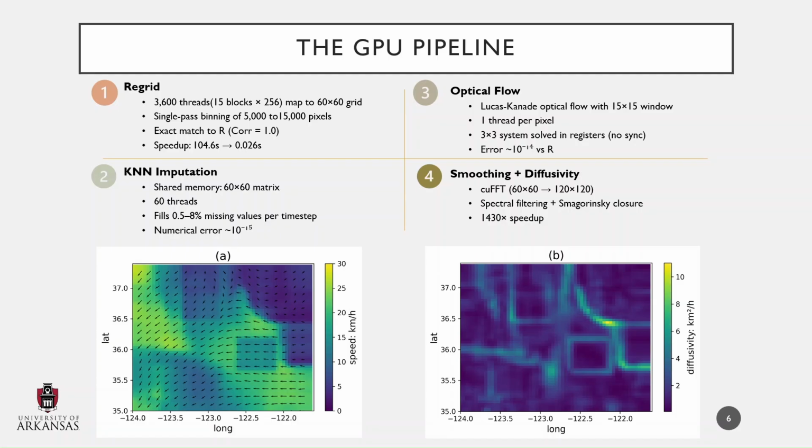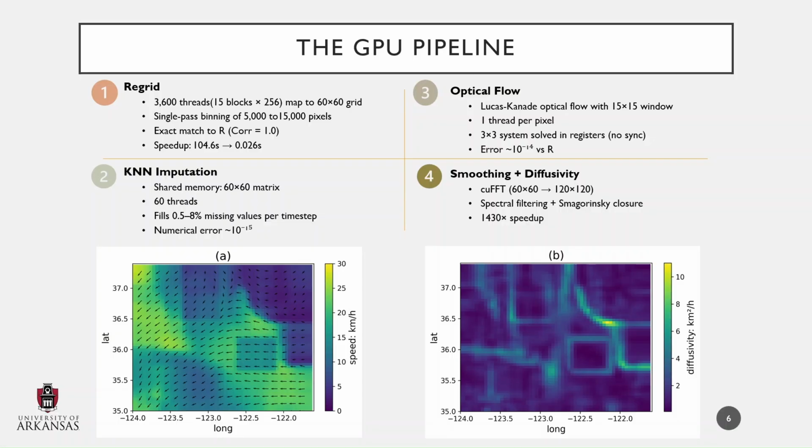Stage 2 is KNN imputation. Between 0.5% and 8% of the grid cells may have missing values at any given time step due to cloud masking. We fill this using a GPU k nearest neighbor kernel with k equal to 10, operating on a 60 by 60 matrix loaded into shared memory with only 60 threads. The numerical error compared to R is approximately 10 to the negative 15th, which essentially is machine precision.